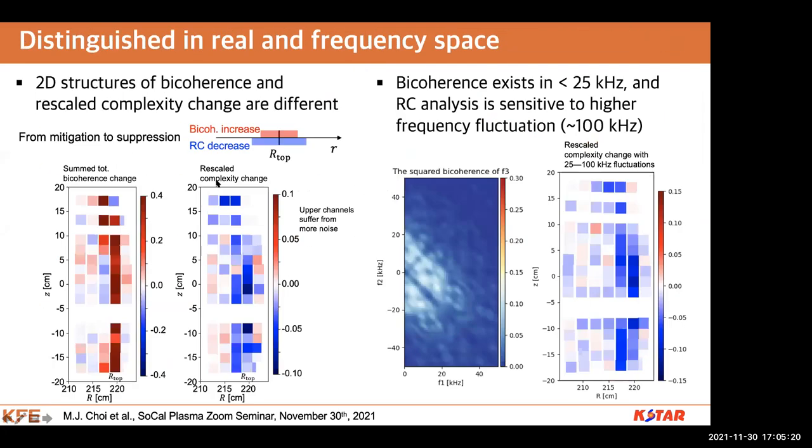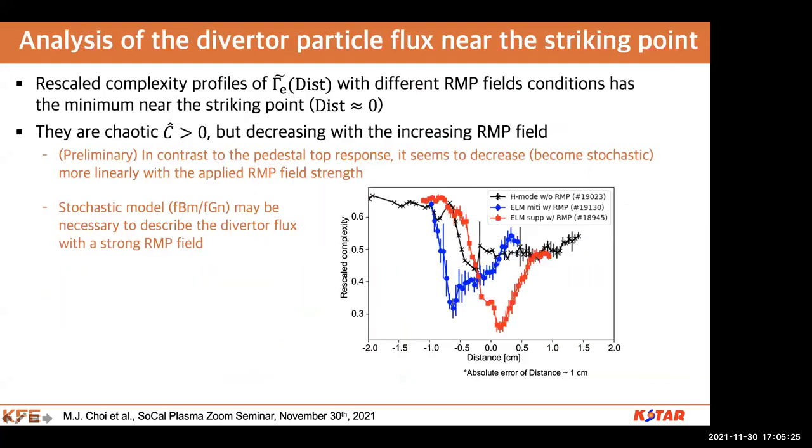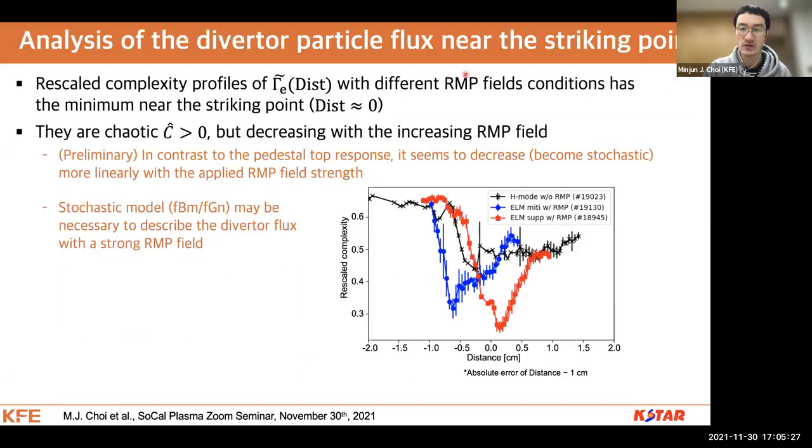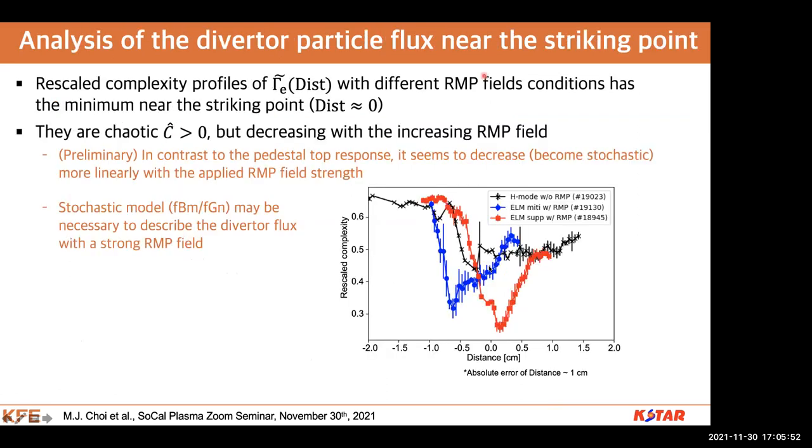But what you're saying is that during the ELM, you had it up for a moment, right? Yeah. This one, yeah. This one is about the divertor particle flux analysis. So this rescaled complexity is calculated using divertor particle flux near the striking point on the divertor, across the striking point.